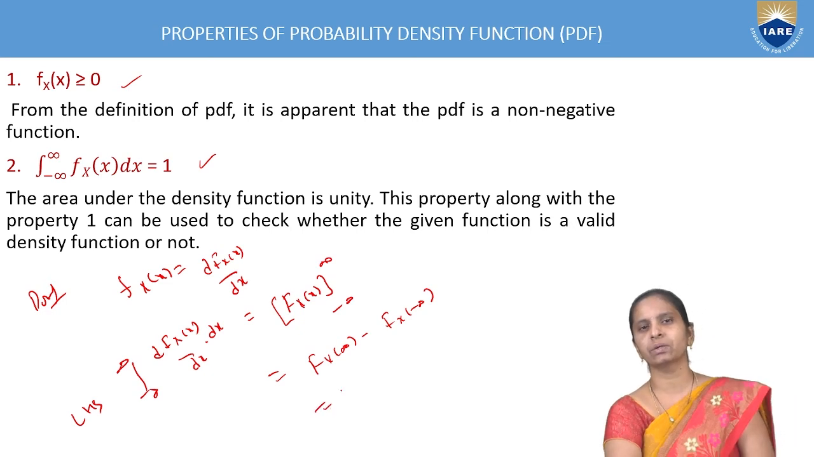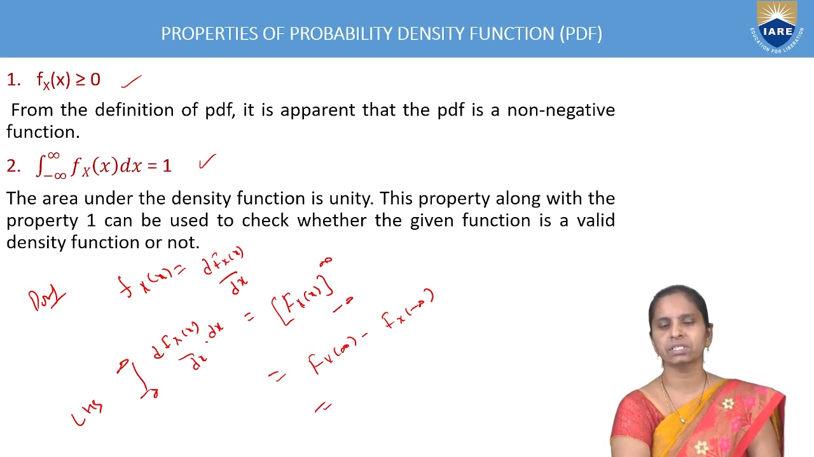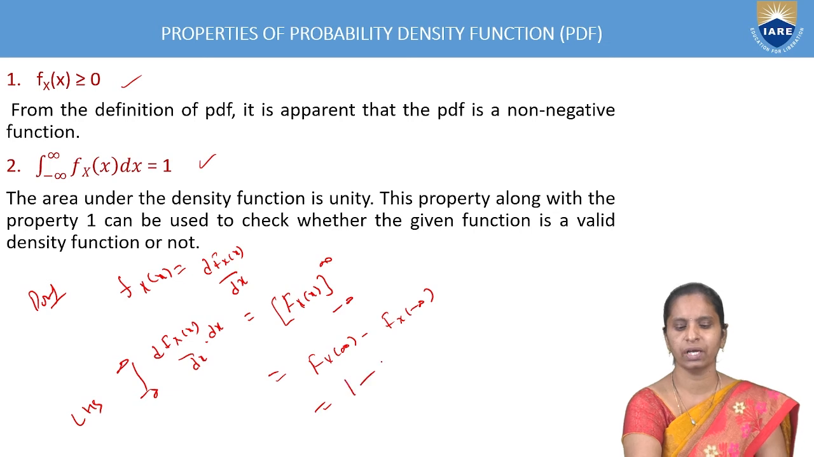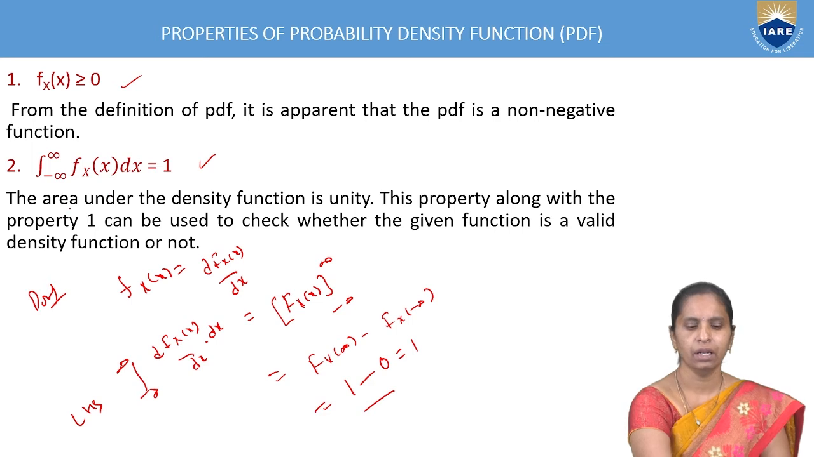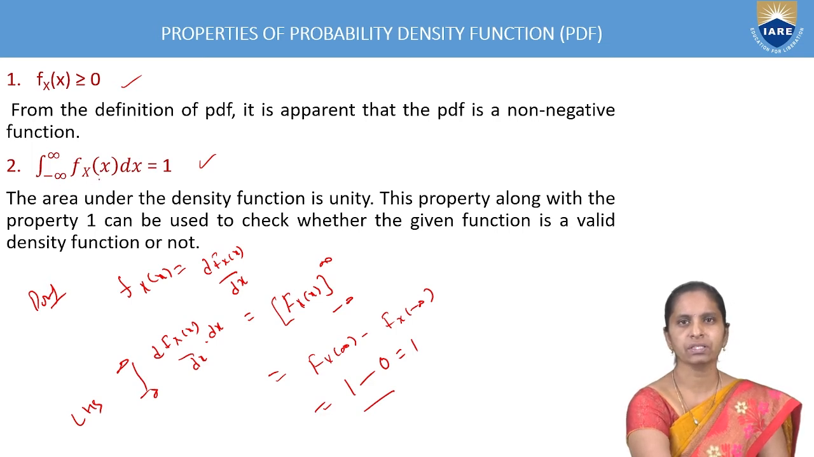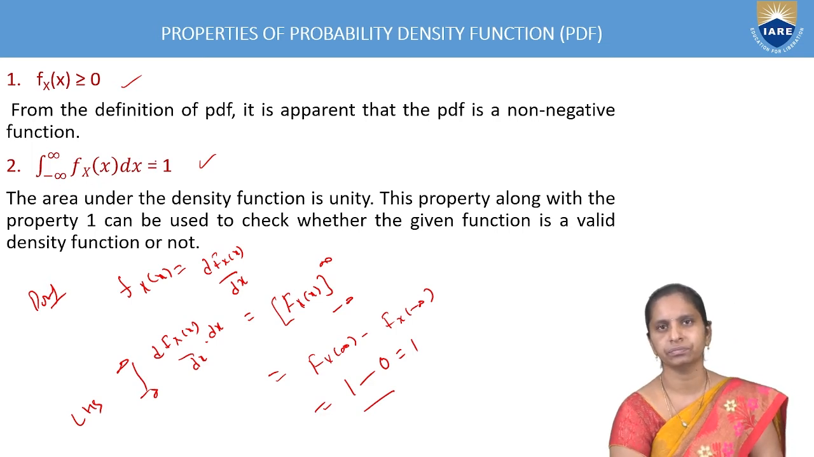So, from the properties of the distribution function, what is the F_X(infinity) value? It is 1. And the F_X(minus infinity) value is 0. That equals what? 1. It means the area under the density function is equal to 1. It means the integration from minus infinity to infinity of f_X(x) dx is equal to 1.